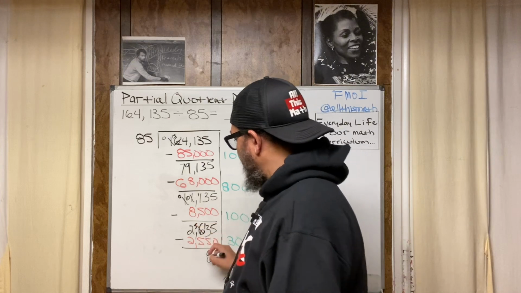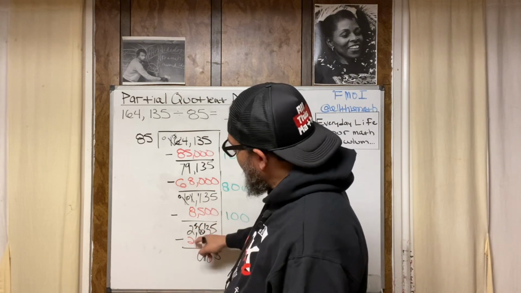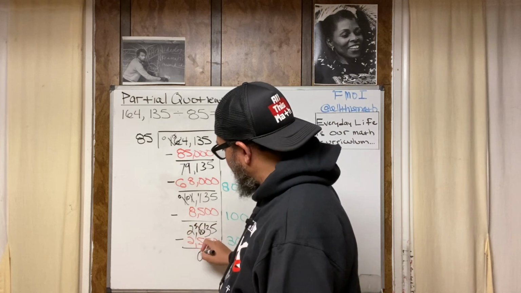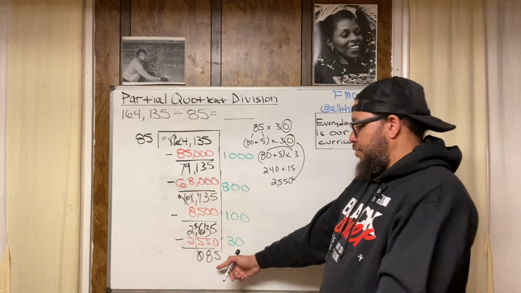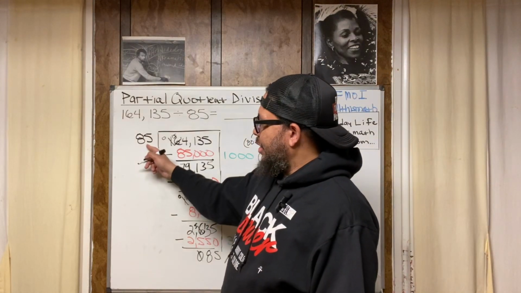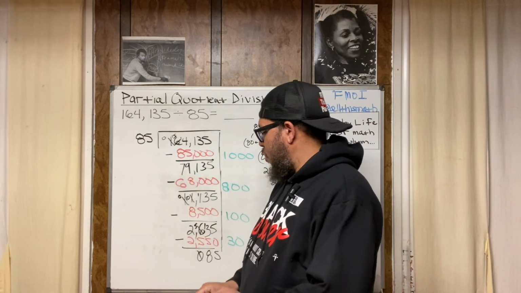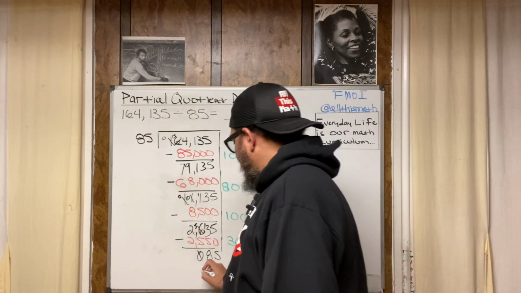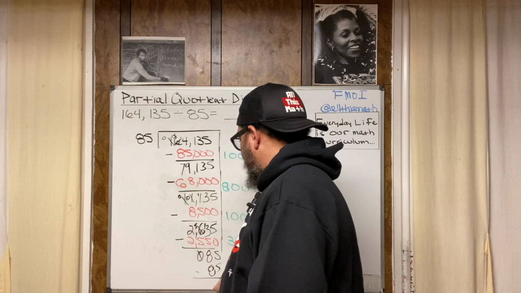And then 5 take away 5 is 0. And I didn't even need to write that 0. Well, you know why? Because 2 minus 2 is 0. So that means this 0 was unnecessary. So now we left with 85. So look what's about to happen. We left with 85. So 85, how many 85s can go into 85? 1. So boom.